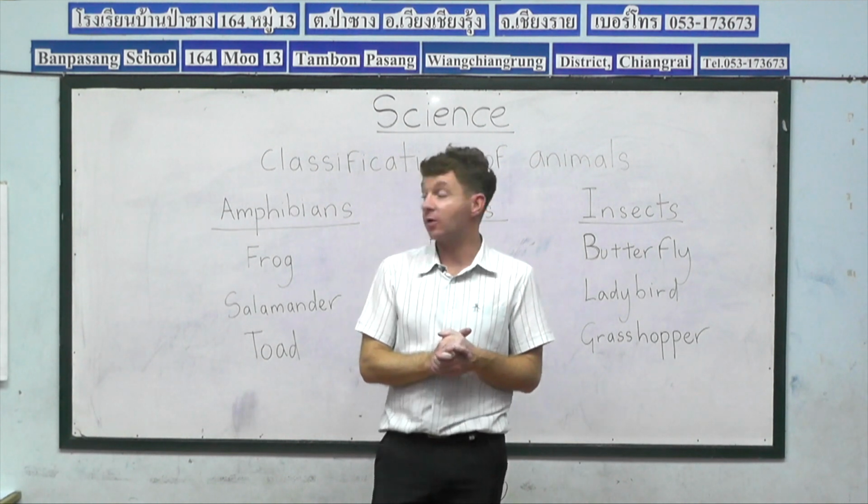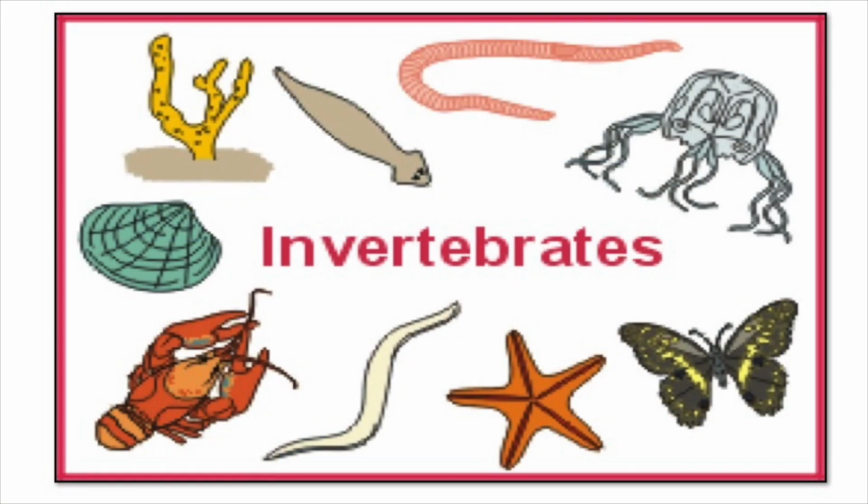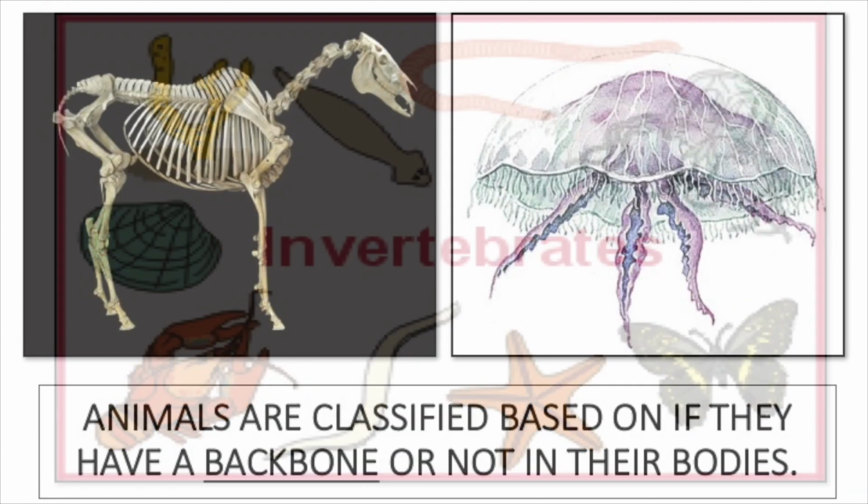So let's turn to look at the TV screen, guys. Let's take a look at our PowerPoint presentation about the types of animals that don't have a backbone. And we call these animals invertebrates. Yes, and you can see some of the different types of animals in the picture here. And what we'll do, we'll have a closer look now.